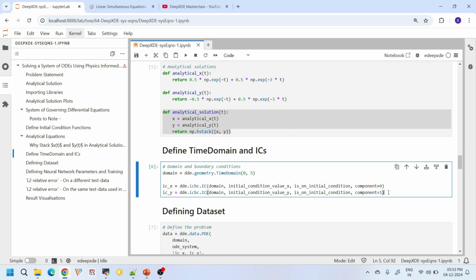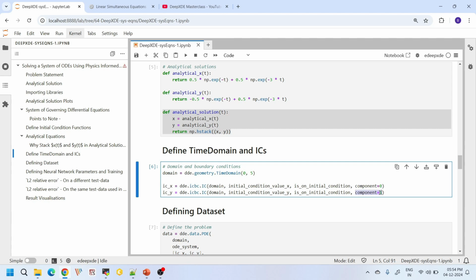Here we are defining the initial conditions. We are using this IC function, and this is the domain, and here we are giving the initial condition value for x of t, and here we are checking is on initial. It checks whether the point is on the initial condition boundary or not. If it satisfies, then it applies that value. Similarly, it will check whether the point is on the initial condition boundary or not, then it will apply this y of t. Here, if you look, I have specified this component equals 0 and component equals 1.